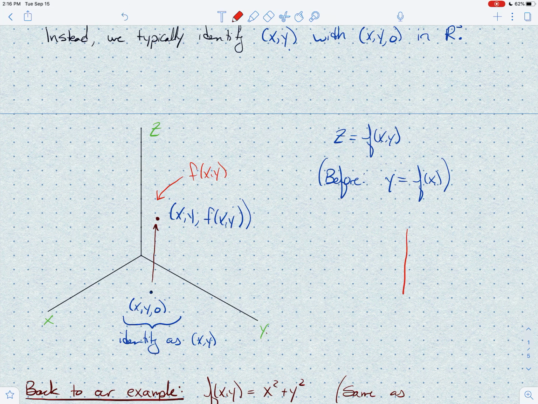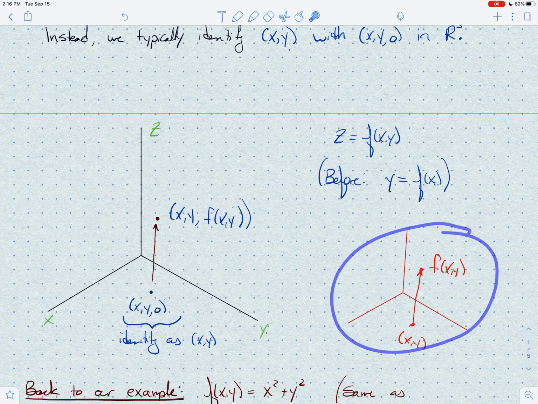So here, I'll do it over here. You might have a similar picture where we do something like this. Here's my x, y, and then I might map it up and say, hey, that's getting mapped to the number f of x, y. All of this is what's called abuse of notation. The correct notation I've written here, right? That's what's really happening. You're sending the point x, y, 0 to the point x, y, f of x, y. But we'll sometimes write it like this as well.